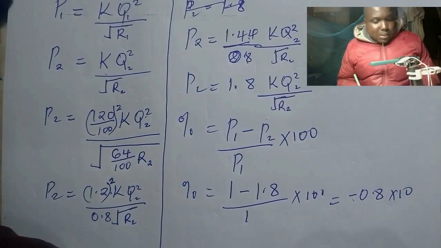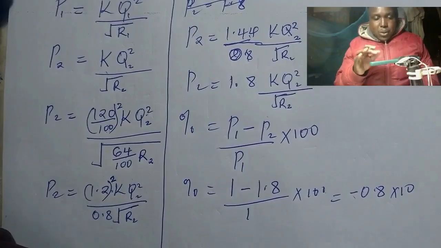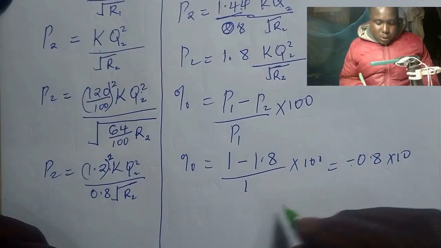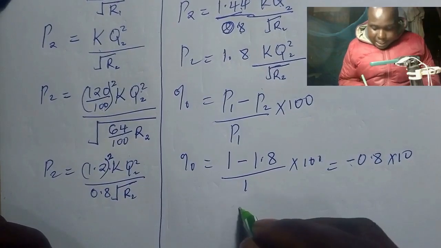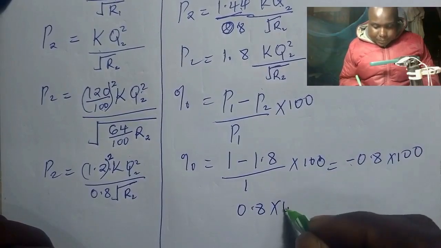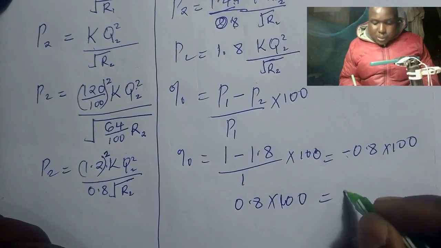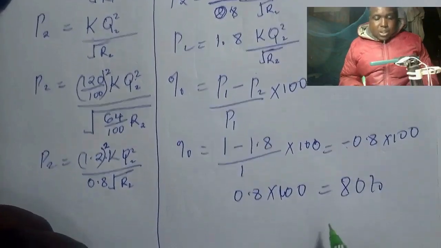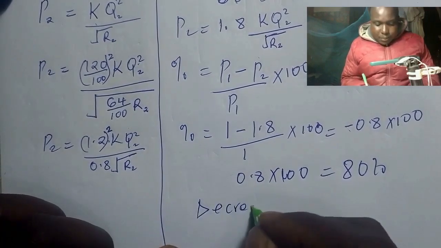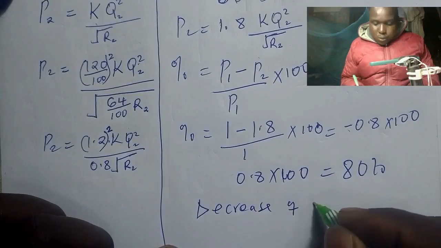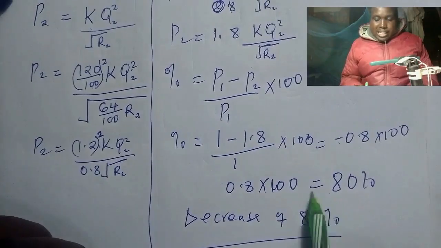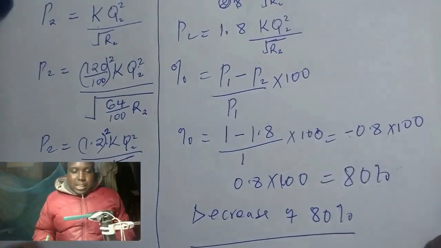When it is negative, it means it was a decrease. So we have 0.8 times 100, and that will give you 80%. Because it was negative, you say a decrease of 80%. You don't write negative 80. No, you write it as a decrease.